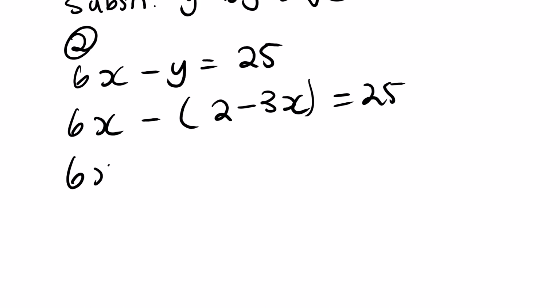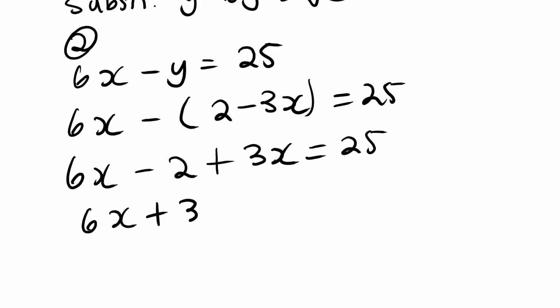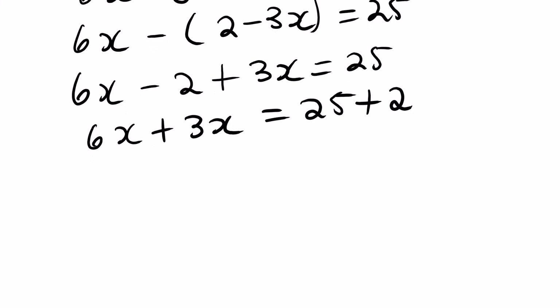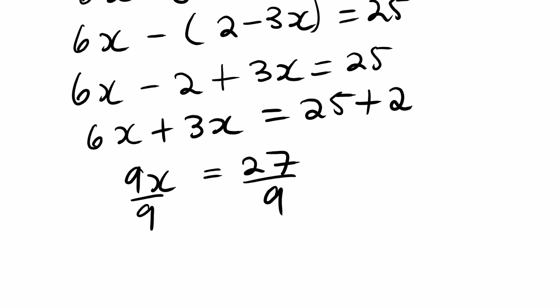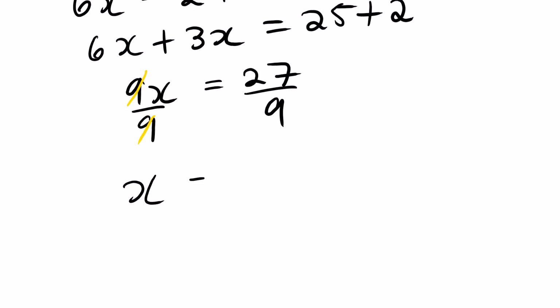Then from here, 6x negative 2 positive 3x equals 25. And then we have 6x plus 3x equals 25 plus 2. And then we have 9x equals 27. Then we divide both sides by 9. This will result into 1 multiplied by x is x. 27 divided by 9 is actually 3.